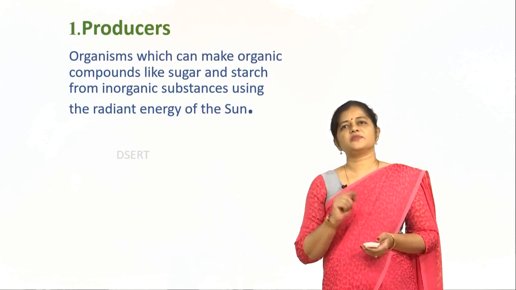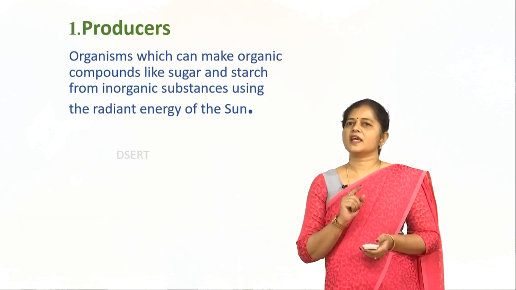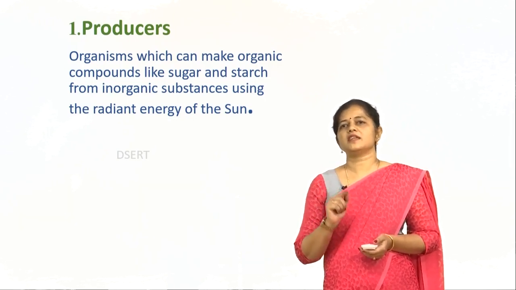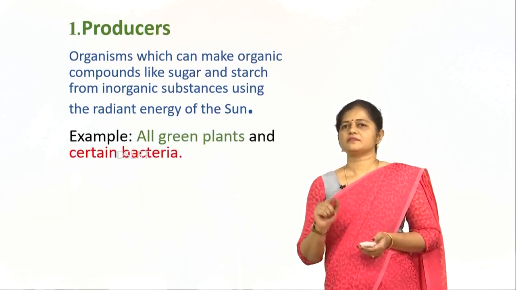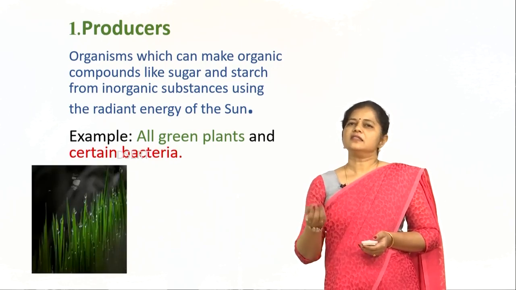First of all, the first biotic component is the producers. Now what are producers? Producers are organisms which can make organic compounds like sugar and starch from inorganic substances using the radiant energy of the sun. Examples of producers are all the green plants and certain bacteria.